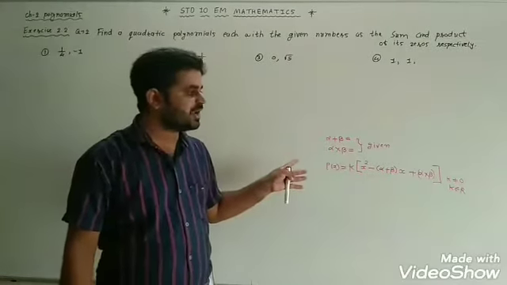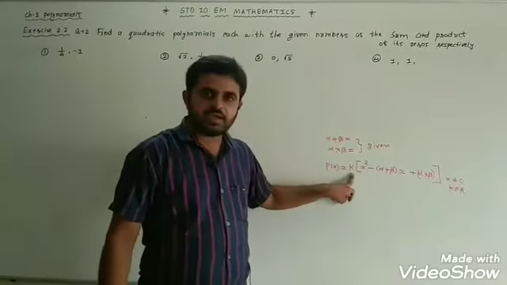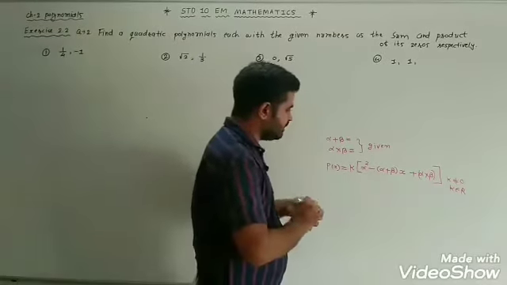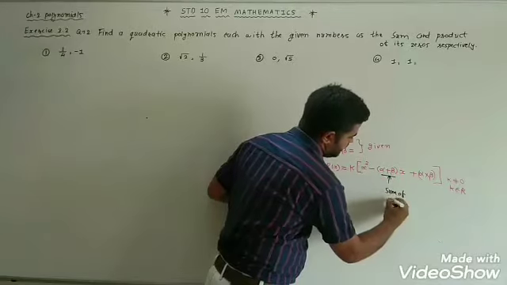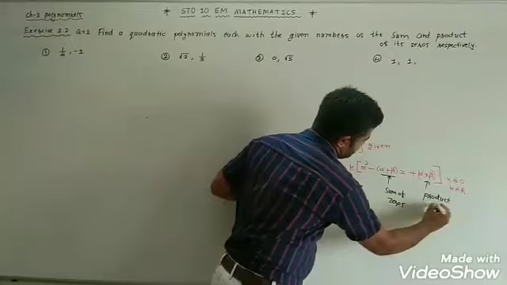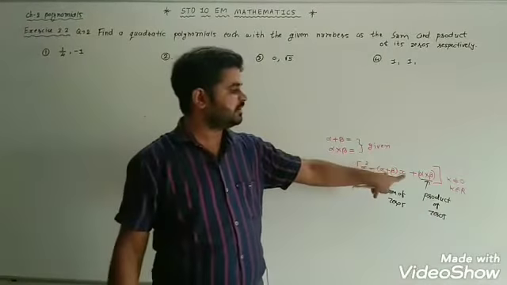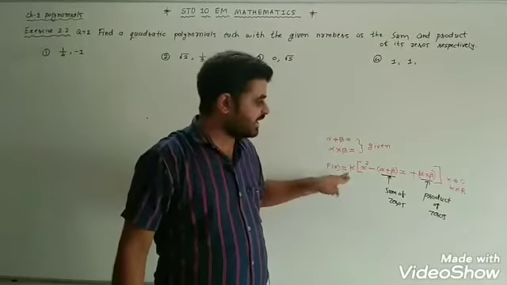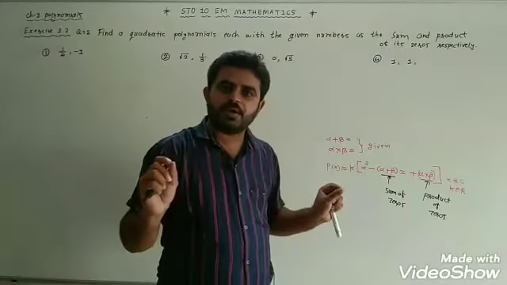If we remember this formula, then we can directly calculate the sum. K into bracket x square minus sum of zeros into x, and plus product of zeros. These both things are given in the question. Then we can find a quadratic polynomial by using this formula, k into bracket x square minus alpha plus beta into x plus alpha into beta.